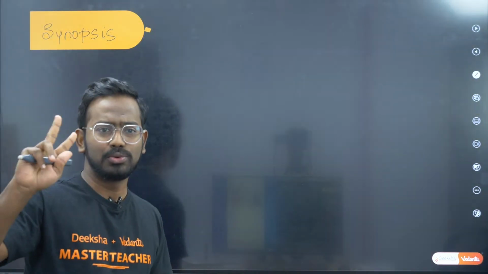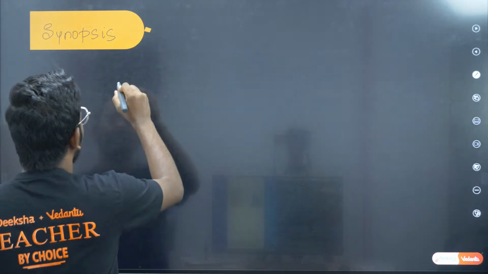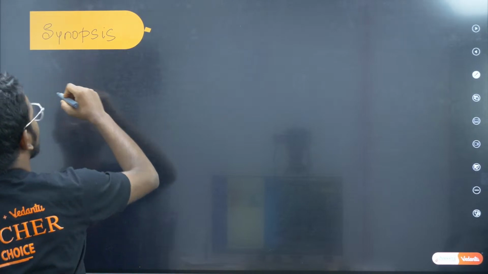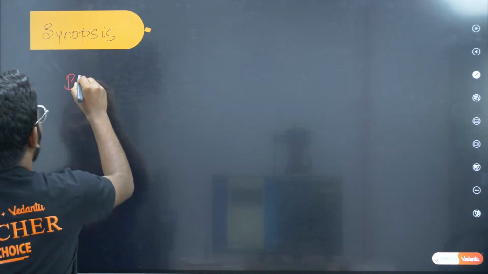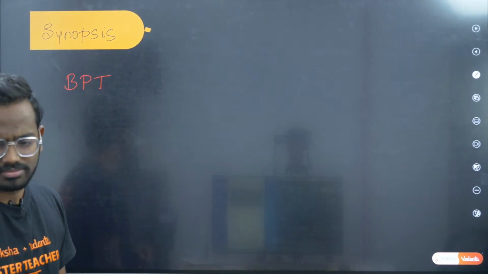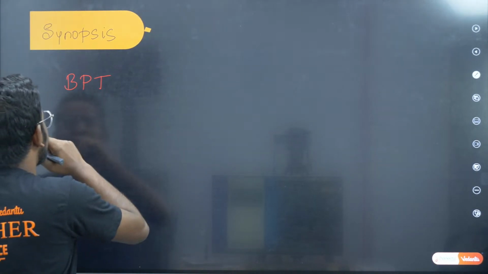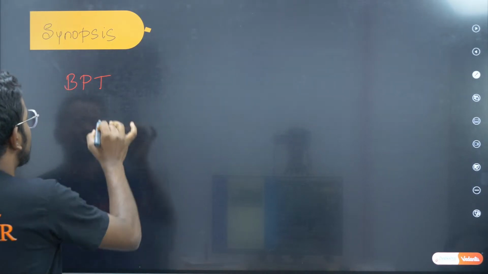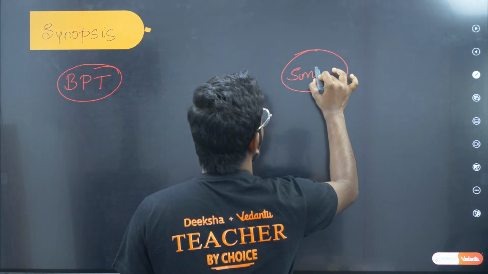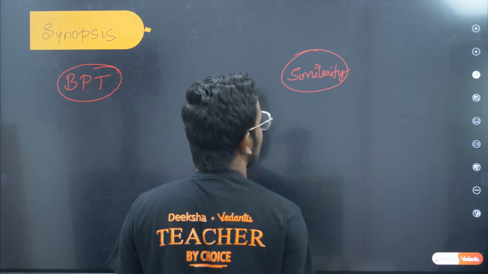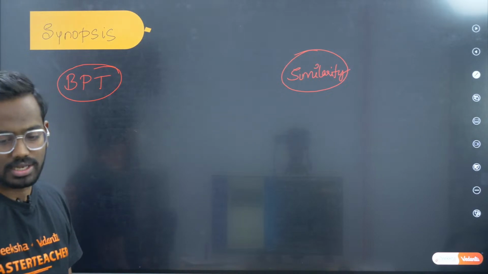Let's go with the synopsis. You have only two basic topics here, so two things you'll have to notice. One is what is called the BPT theorem. So what is BPT theorem? Anybody, can you please text me? Sir, this is basic proportionality theorem. So this is one part in triangles. The second part that you can expect is similarity of triangles. So these are the two major concepts that you will learn in this particular chapter, right?